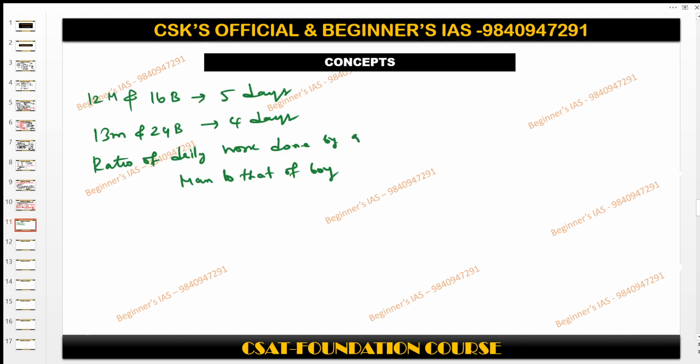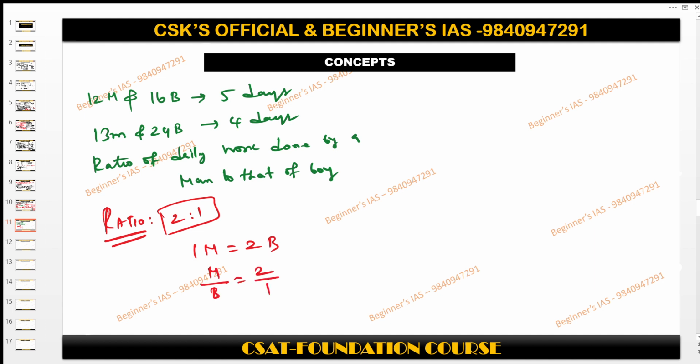Everyone understood? Okay. The same question can be asked in that way also. Simple. They are asking you the ratio, that's it. So in such a situation, you can stop there itself. The answer is 2 is to 1, since the question is man by boy, which is equal to 2 by 1. Understood? So the ratio is 2 is to 1.